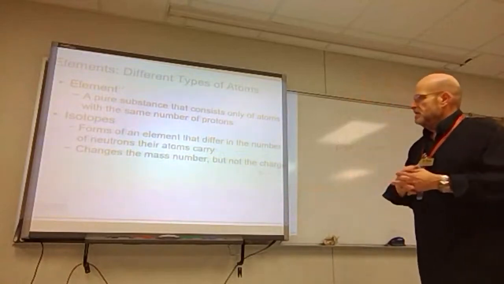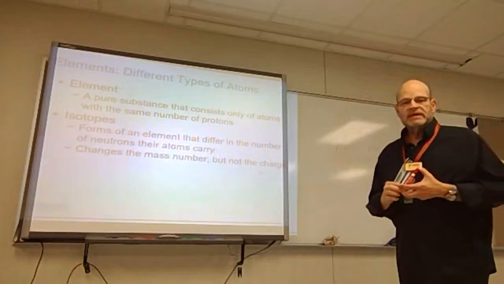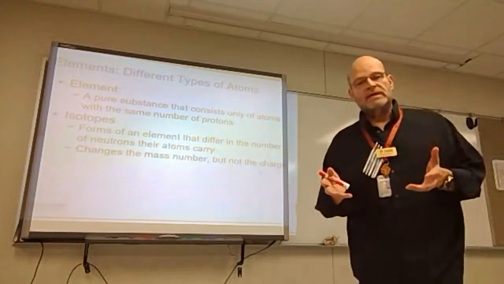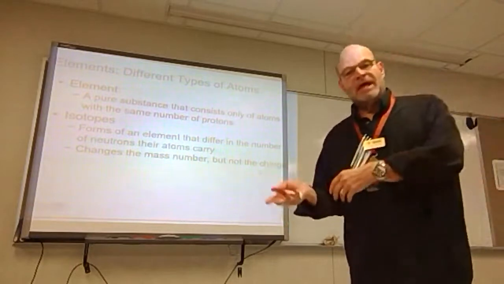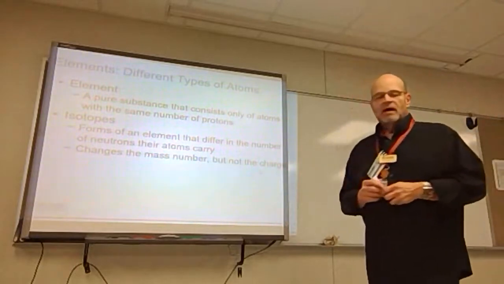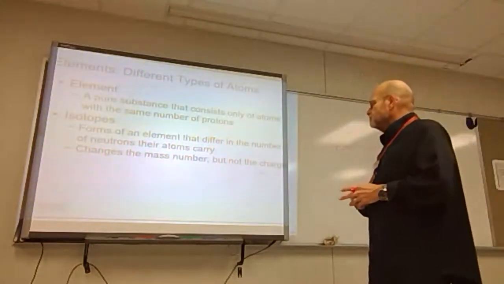An element is a pure substance that consists of atoms of only one type. All the atoms in an element will have the same number of protons. Gold, for instance, is an element. Oxygen is an element. Tin is an element. All of those things are elements. They're made up of atoms that all have the same numbers of protons.